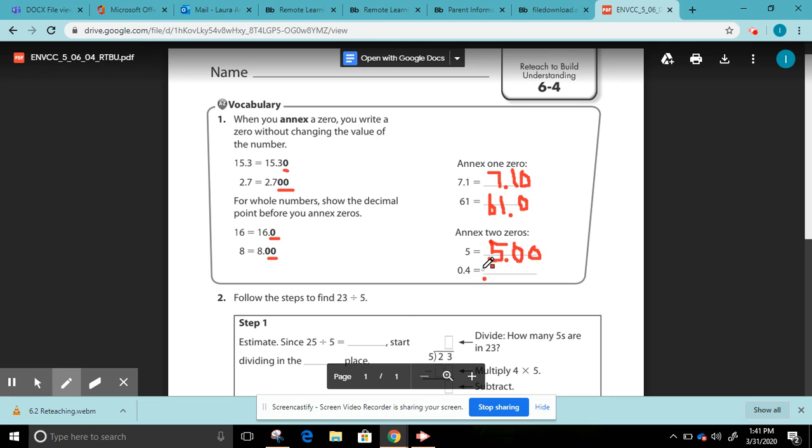Next, we have 4/10. We have 4/10, and our 2 zeros that we need to annex should go right after our 4. Okay, so 5 is still 5. It just has 2 zeros annexed to it. And 4/10, it's not 4/10, it's 400 thousandths, but it still has the same value as 4/10. Okay, so let's scroll down and see what we have here.